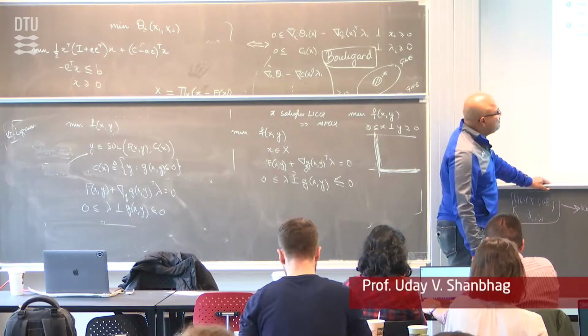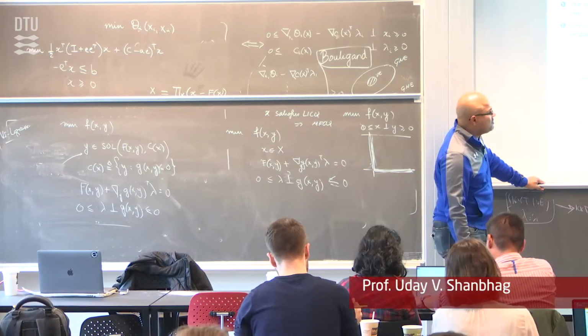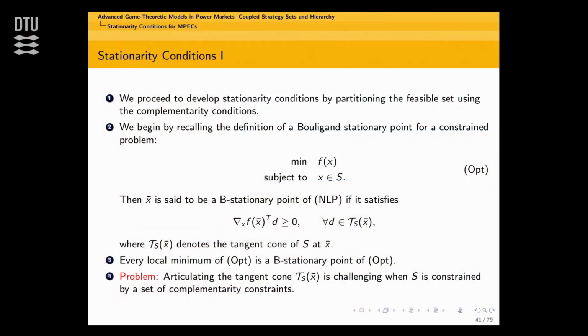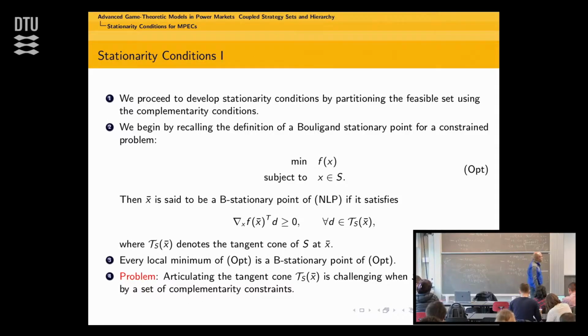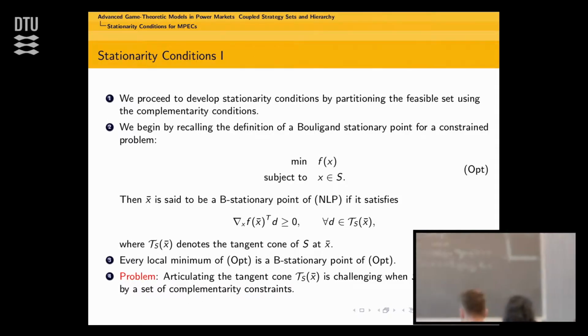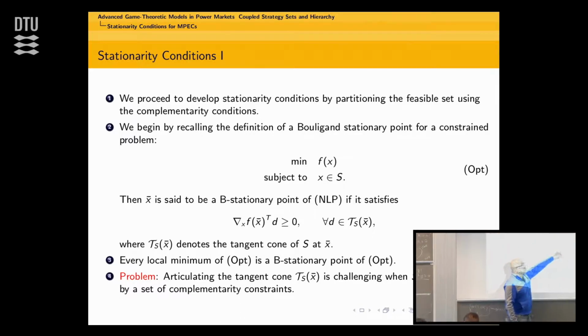So recall that the Bouligand stationary point is a point where the gradient of f of x bar transpose d is non-negative for all d lying in the tangent cone. That's what the definition of the Bouligand stationary point is. And every local minimum of OPT is a B stationary point of this. So regardless of what the constraint structure is, it might contain equilibrium constraints.